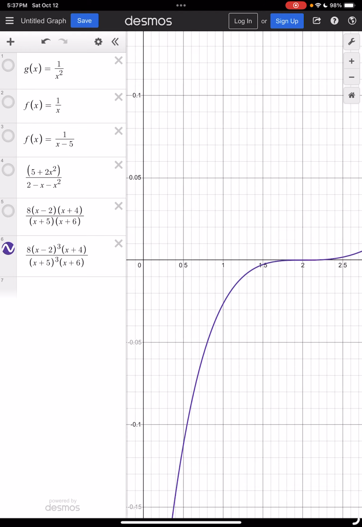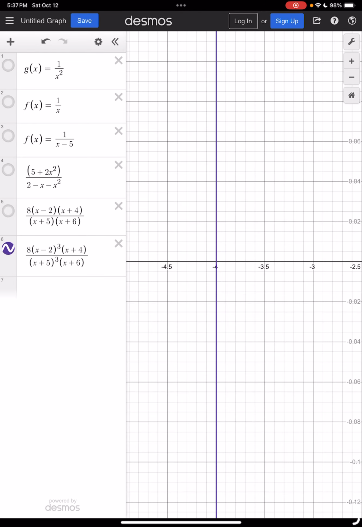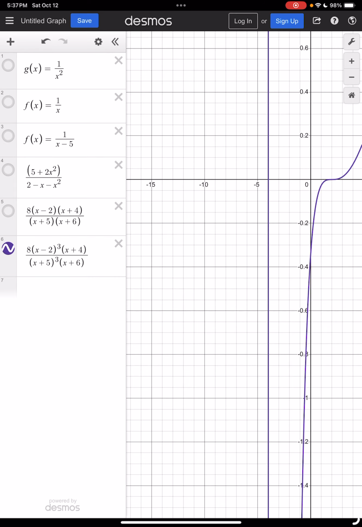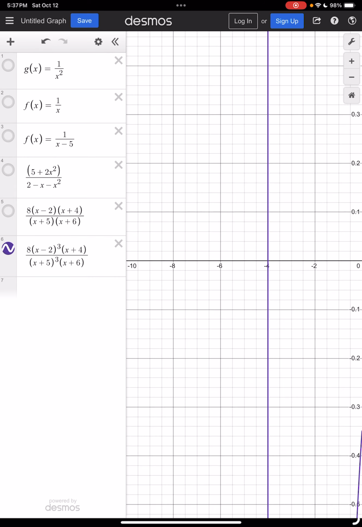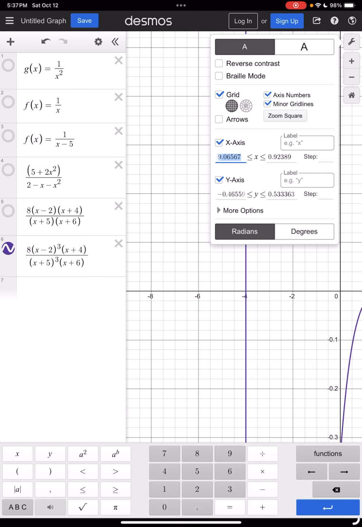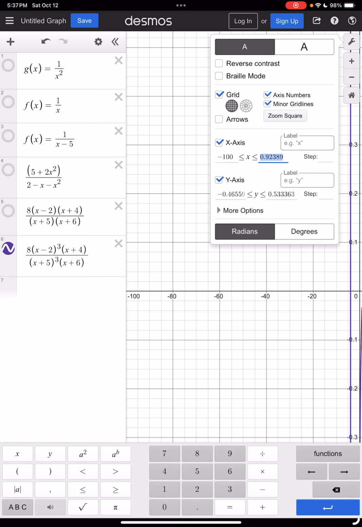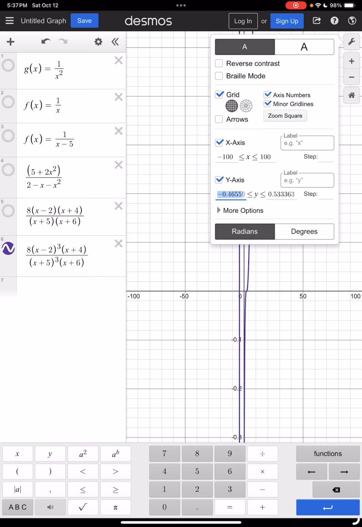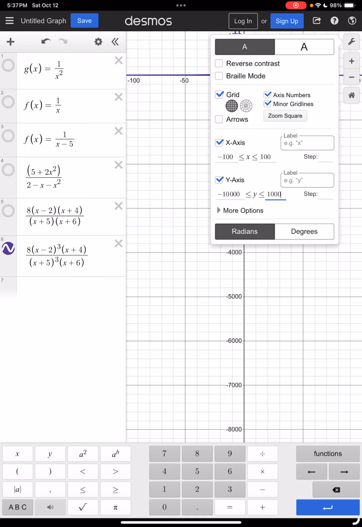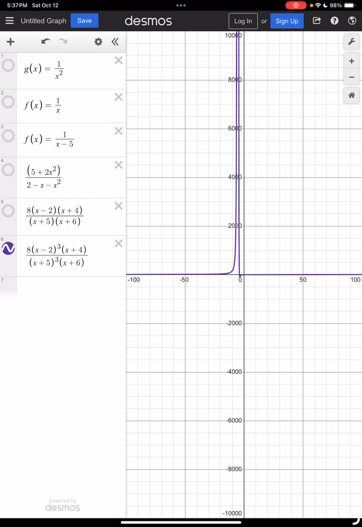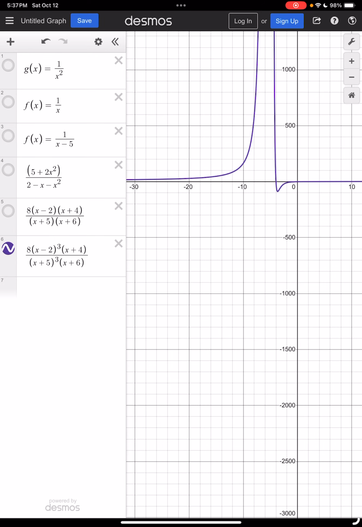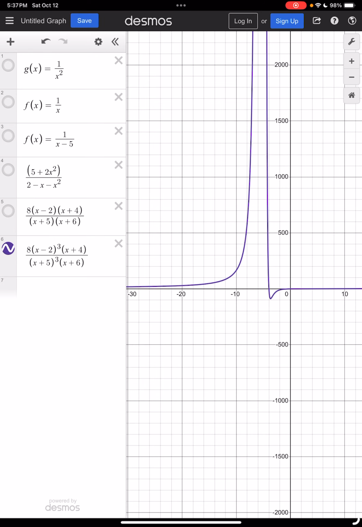There is definitely an x-intercept at x equals 2, and an x-intercept at x equals negative 4. There will be vertical asymptotes at negative 5 and negative 6. Let's mess with the scales to do that. I want negative 100 to 100, and then negative 10,000 to 10,000. Perfect. So again, at x equal, where's the bottom? Oh, there is no bottom on this guy, that's why.